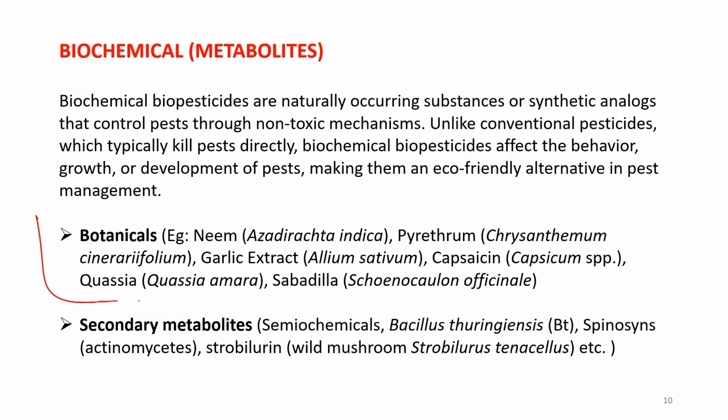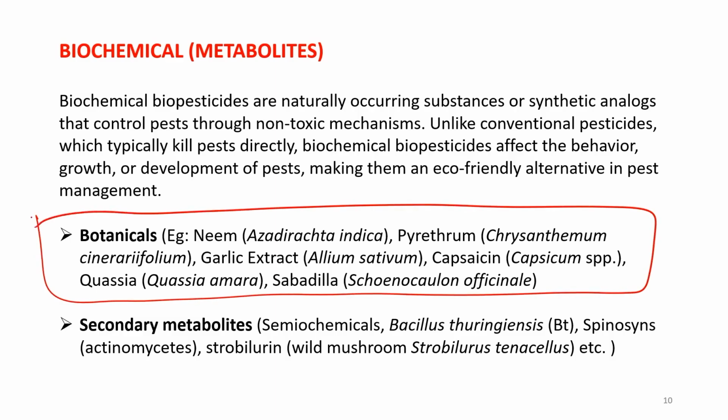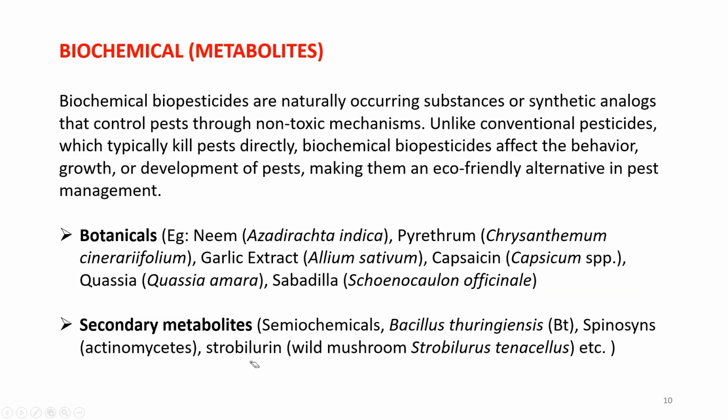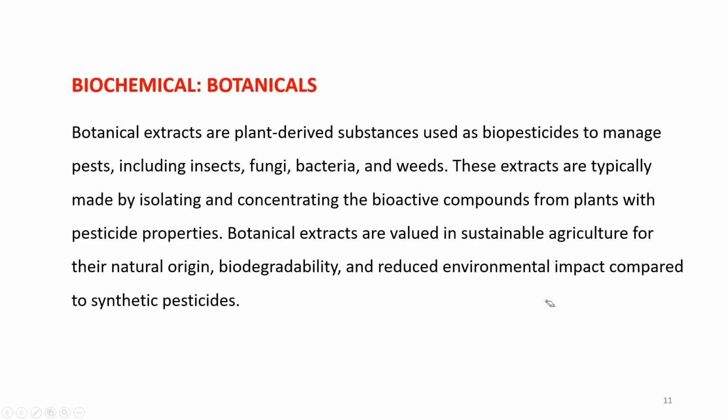We will not spend much time on these botanicals because our focus is mostly on secondary metabolites produced by microorganisms like Bacillus thuringiensis, for example semiochemicals, then spinosins by actinomycetes, and strobilurin by wild mushrooms, etc.